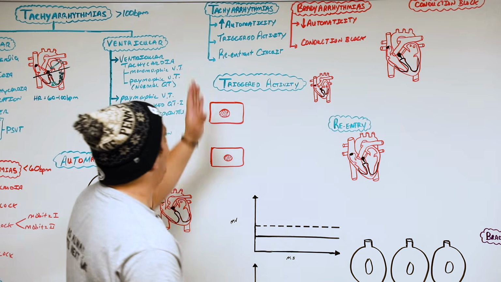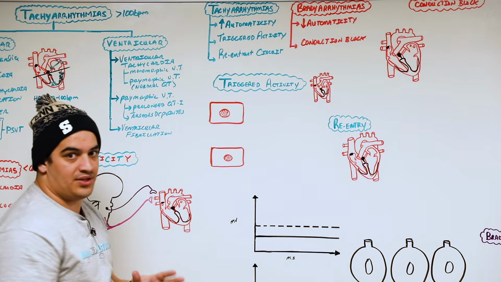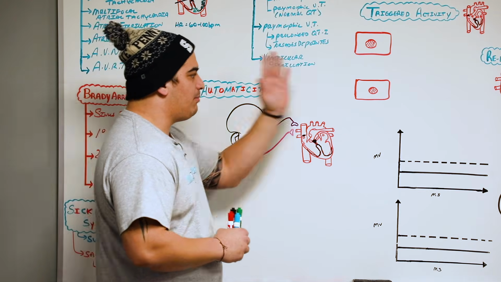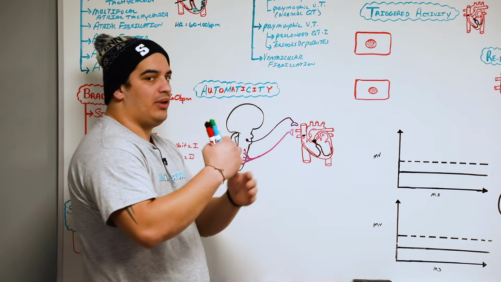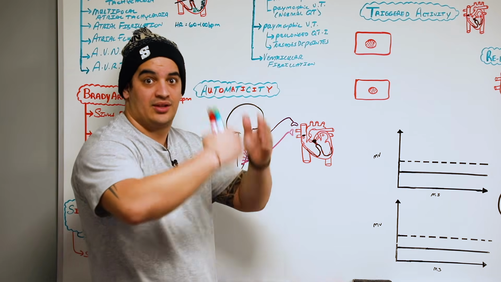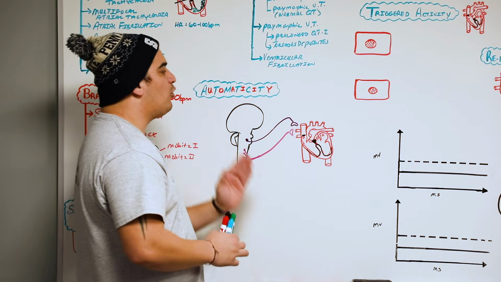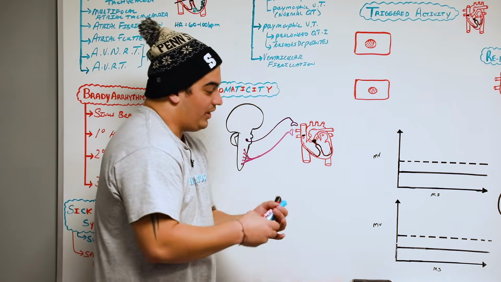All right, so now that we have our common reasons for these, let's dig into automaticity first. First thing we need to talk about is that tachyarrhythmias and bradyarrhythmias, you see how they're different colors. They have the ability to increase or decrease automaticity associated with those arrhythmias. We'll talk about some of the underlying causes. But first, before we do that, let's talk about what automaticity is. It's really simple.